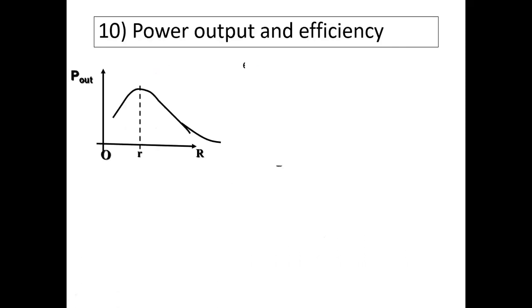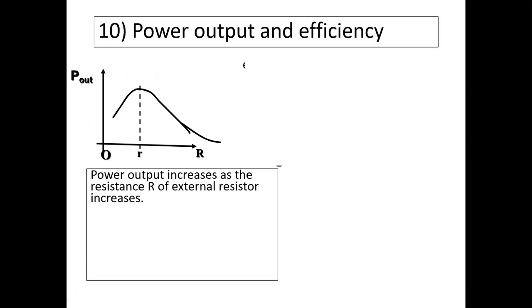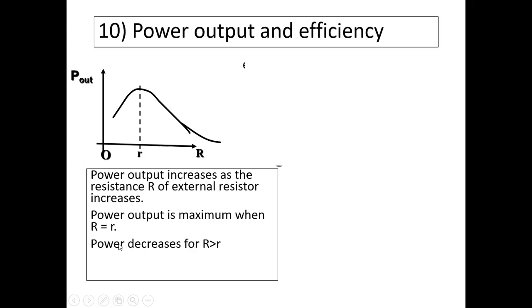Power output and efficiency. Power output increases as your R, this is your internal resistance. We are changing R. So our power output starts from 0 and increases to a maximum when the external resistance equals the internal resistance. Power is maximum. After that the power decreases again as your R is greater than small r, and becomes 0 when R is very large.